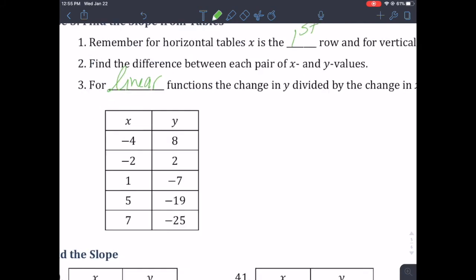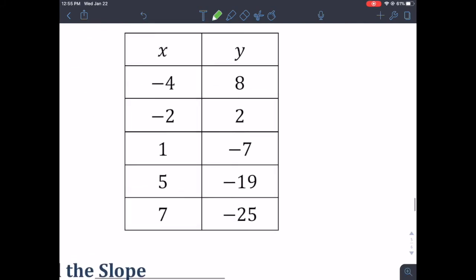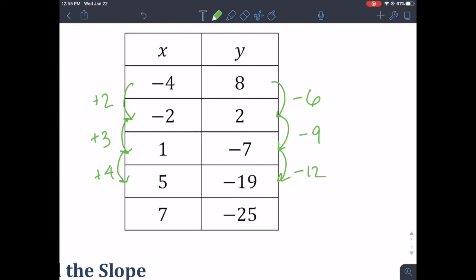Let's dive in on this example here. So we're looking for changes in x. So okay, from here to here, what did we change by? We went up 2. On the y's, we went down 6. Okay. Next time we went up 3. Next time we went down 9. Next time we went up 4 and down 12. Finally, up 2 and down 6.